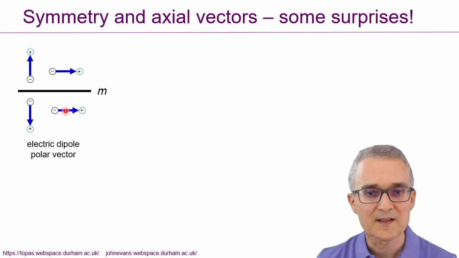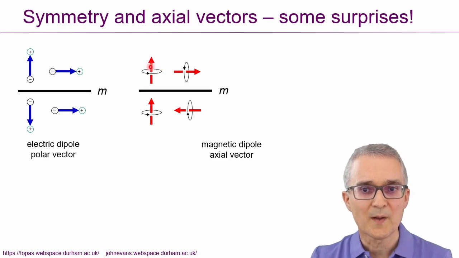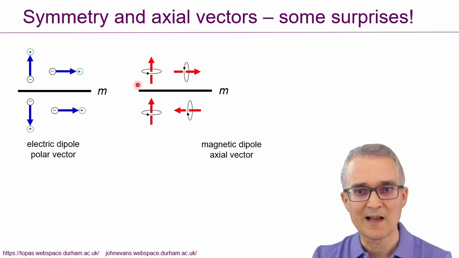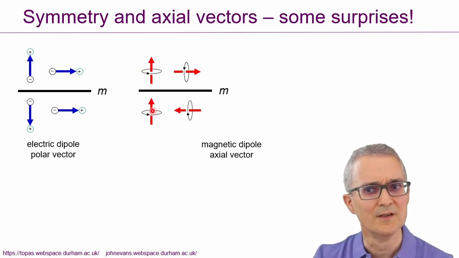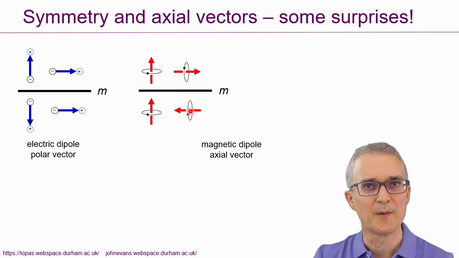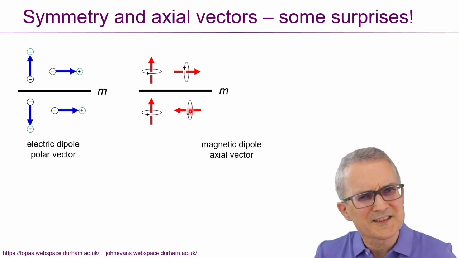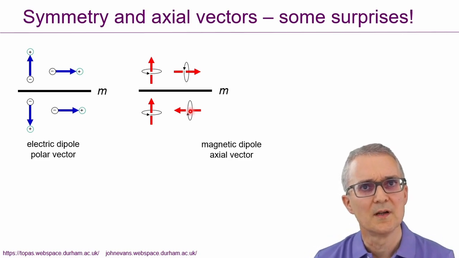Well, it turns out with magnetic dipoles, things are a little bit more complicated. If you've got a magnetic dipole, which I'll represent as a red arrow pointing up, and you apply a mirror plane, the arrow moves to the other side of the mirror plane, but it stays pointing in the same direction. Equally, if you've got an arrow pointing to the right and you apply a mirror operation, it moves to the bottom of the mirror plane, but instead of pointing to the right, it's now pointing to the left. So that's counterintuitive when you first see it. So why do magnetic dipoles behave in this way?